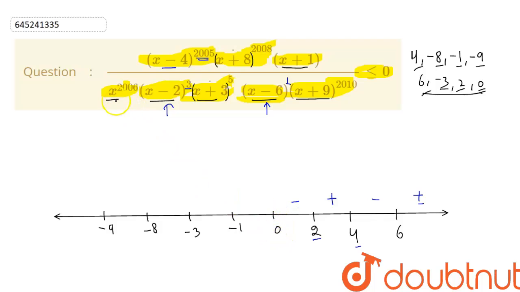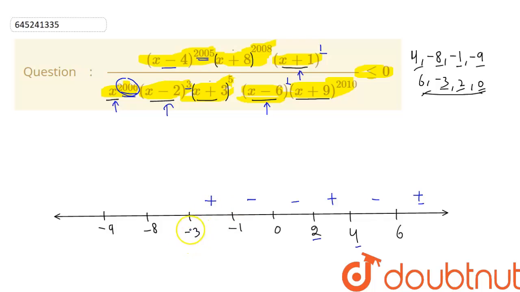Now at x equals 0, we get this point from here, and here the power is even, that is 2006. So here the sign will remain the same and will not change. So here we had the minus sign, so here we also have the minus sign. Now at x equals minus 1, which we have got from here, the power is odd, that is 1. So now the sign will change here. So here we have the plus sign.